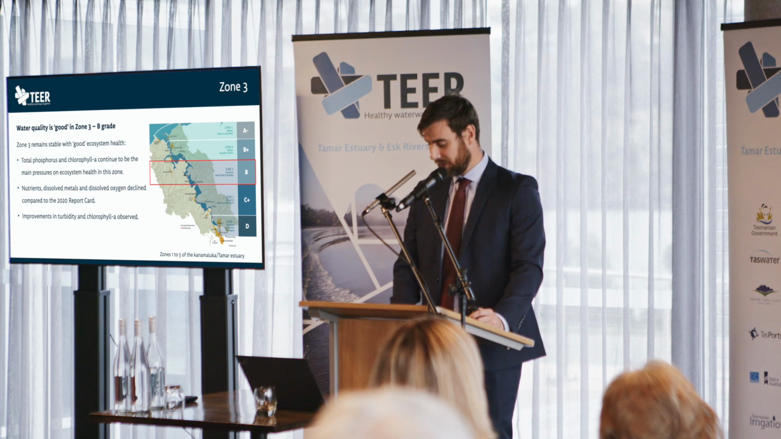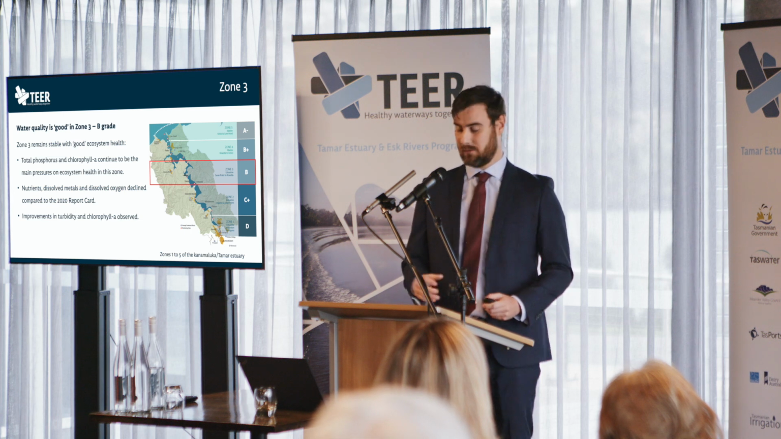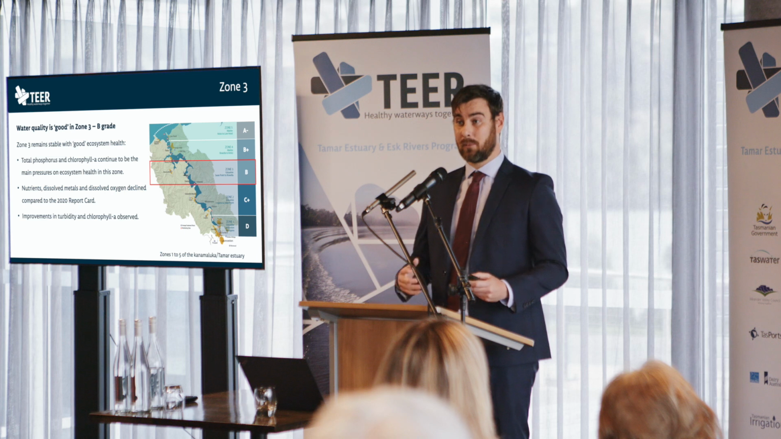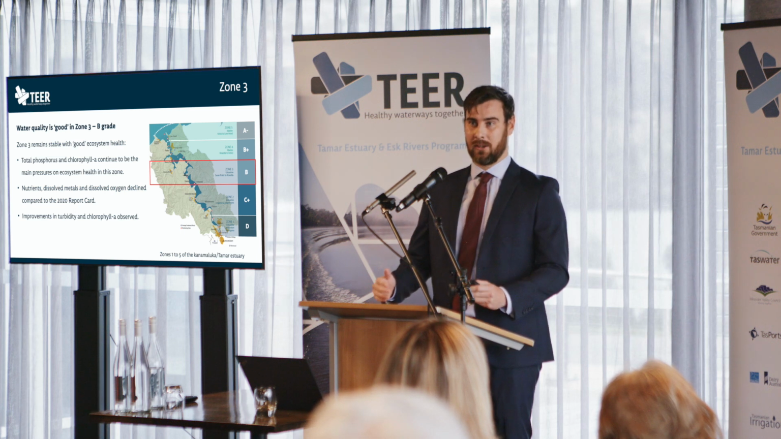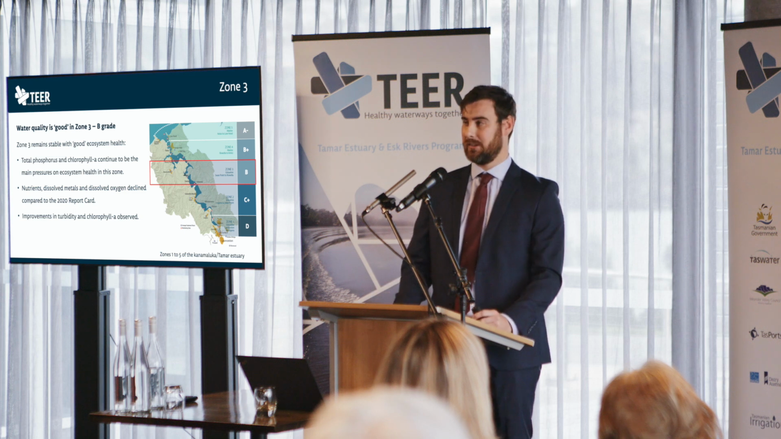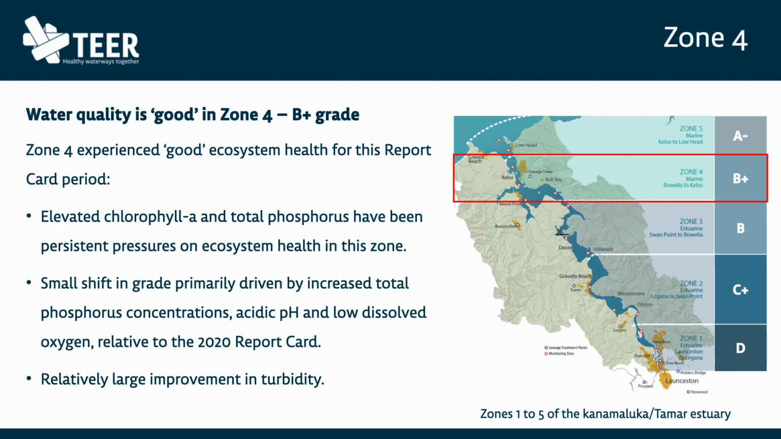Nutrients, dissolved metals and dissolved oxygen had minor declines relative to the 2020 report card. But the improvements that we've seen in turbidity and chlorophyll A seem to mediate those negative impacts, and ultimately led to just a grade of B. Zone 4 also scored good in terms of water quality, receiving a grade of B+.